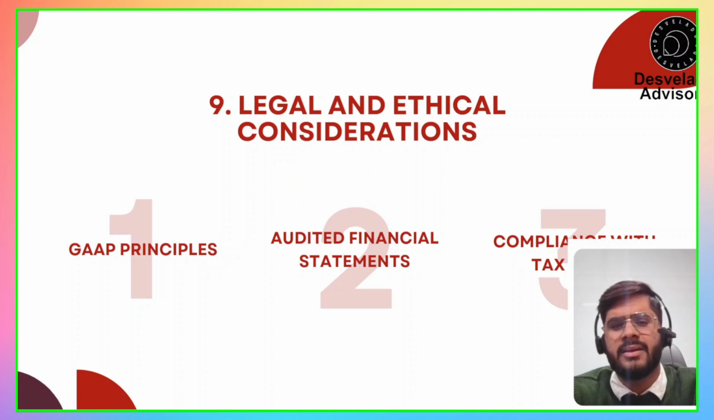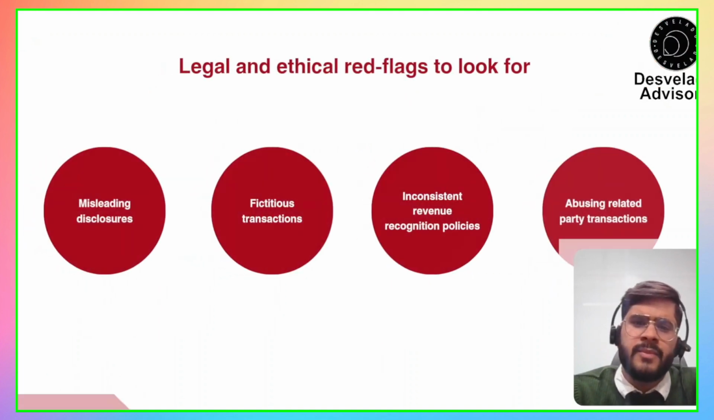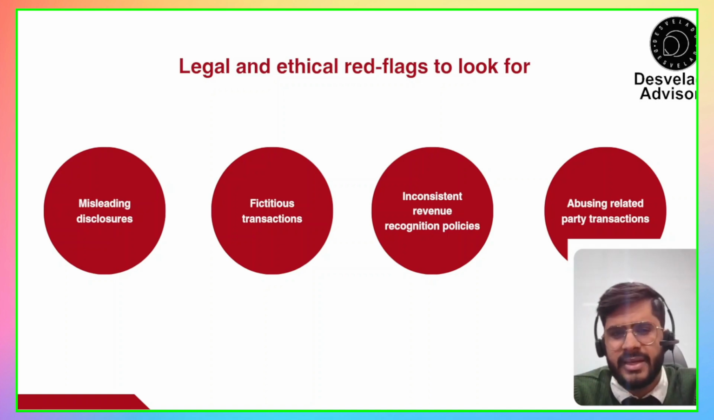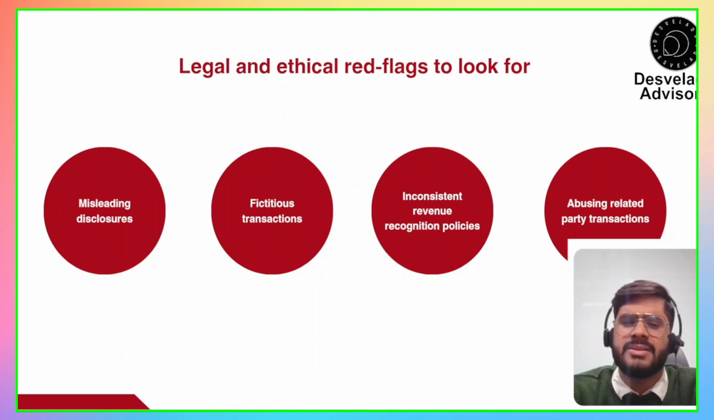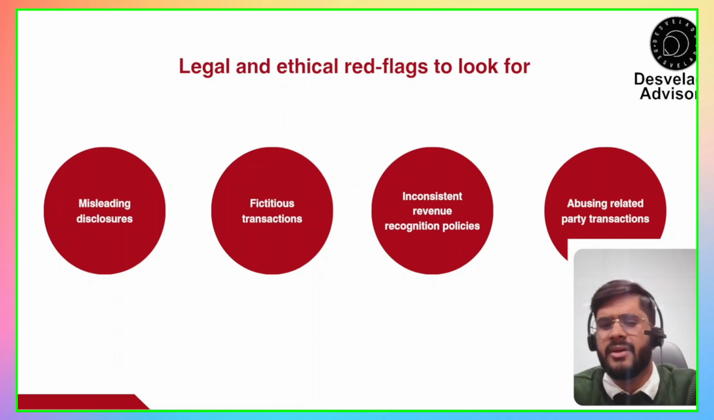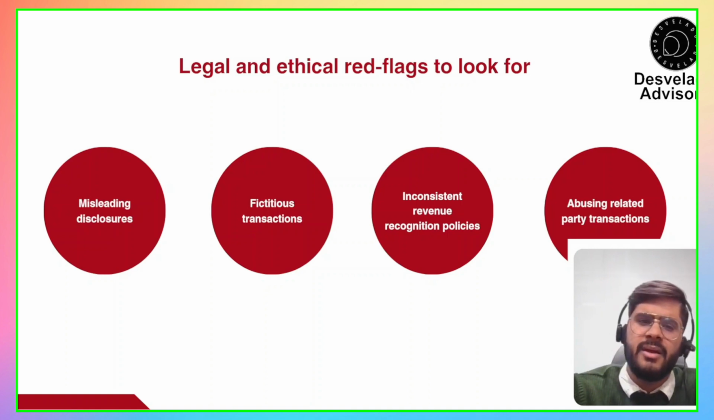And now the legal and ethical considerations are there: if the company is following GAAP principles, audited financial statements are there, and compliance with tax laws. So the basic red flags to look for in legal and ethical compliance are misleading disclosures, fictitious transactions, inconsistent revenue recognition policies, and abusing related party transactions. And also how the company manages its revenues and how much earnings management is present dictates the legal and ethical.